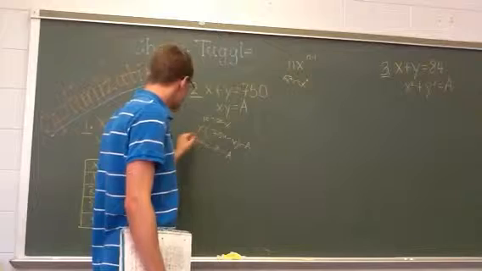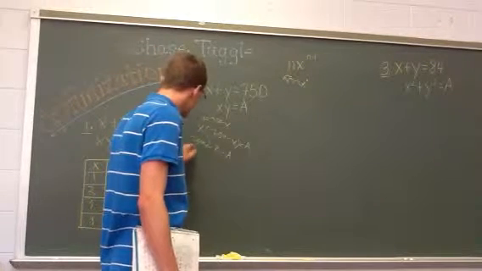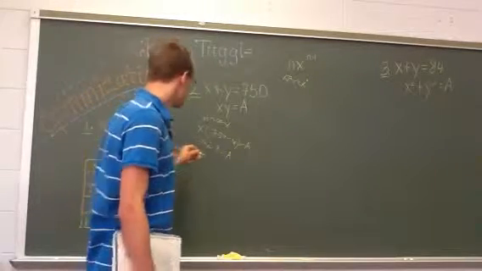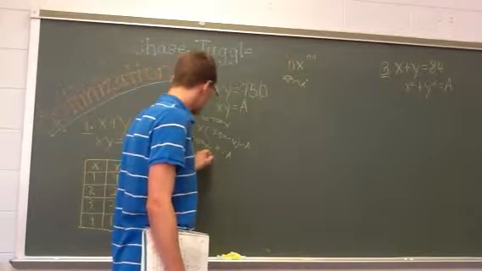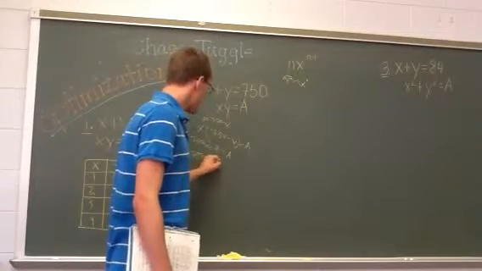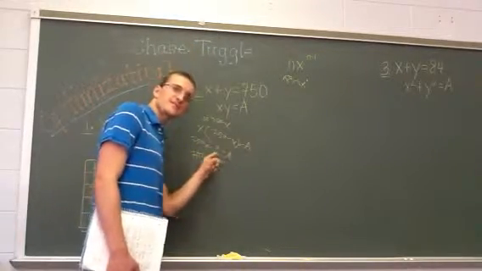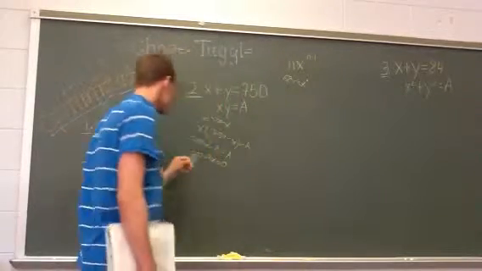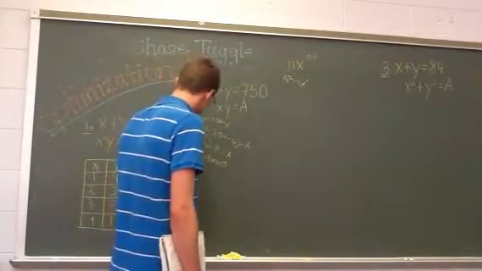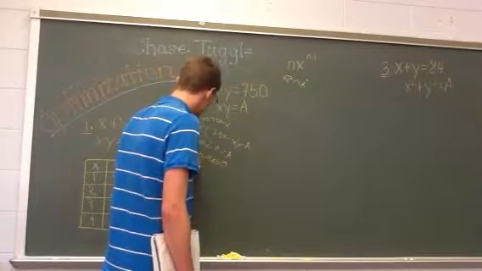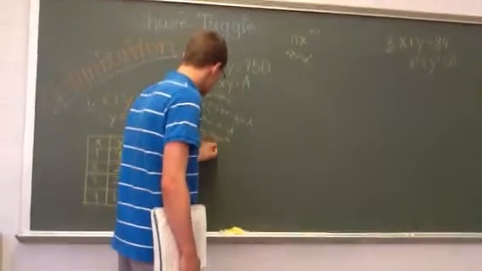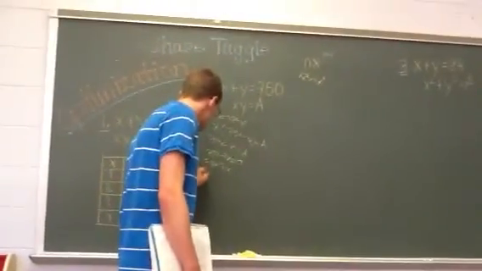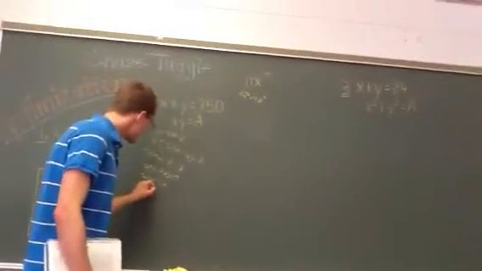750, 1 times 750 is 750. x to the 1 minus 1 is 0, so it's just 750. Minus 2x, we just did that one. And this is just a constant, so the derivative of any constant is 0. So now we can solve for x. 750 equals 2x. Divide both sides by 2, and we discover that x equals 375.